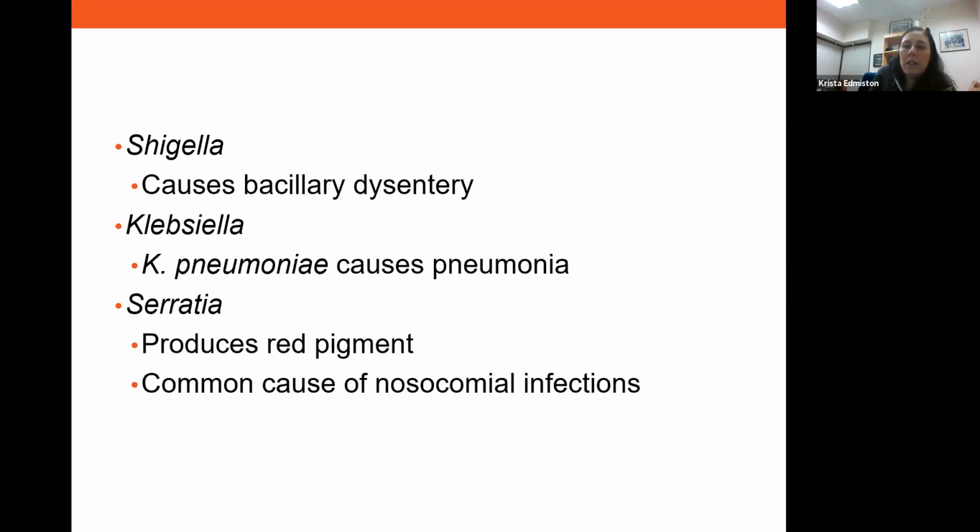Shigella is a cause of bacterial dysentery. Klebsiella pneumoniae is a cause of pneumonia. Serratia, we've used that guy in the lab. That's the one that has that lovely red pigment. It is an opportunistic pathogen. So for those of you that would have a compromised immune system, it could potentially cause an infection in those kind of patients.